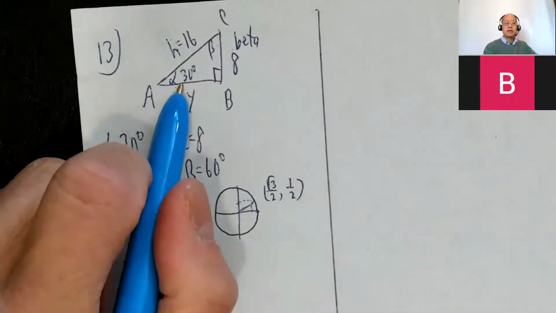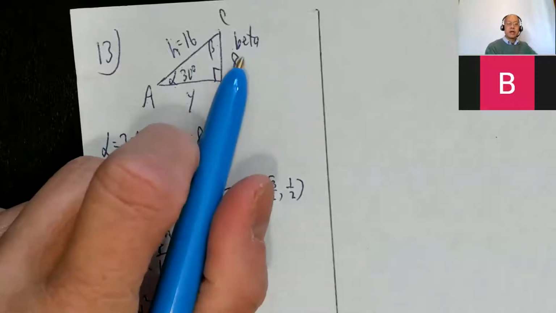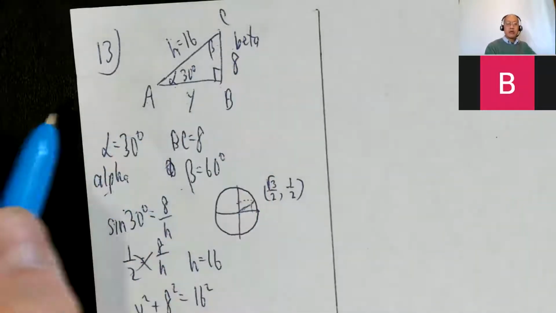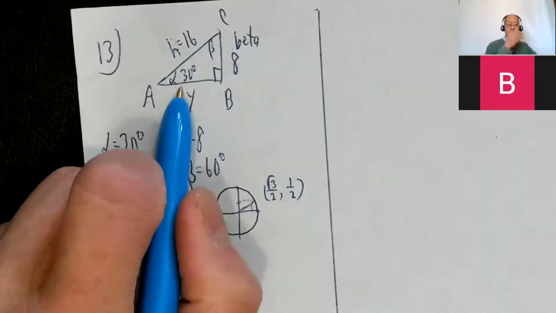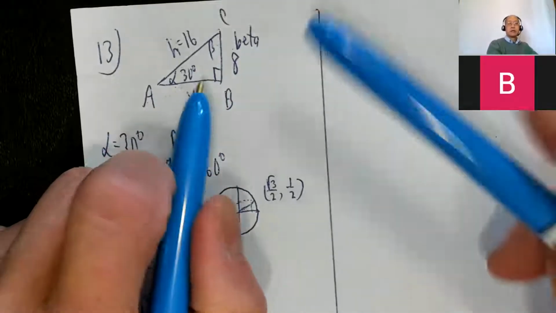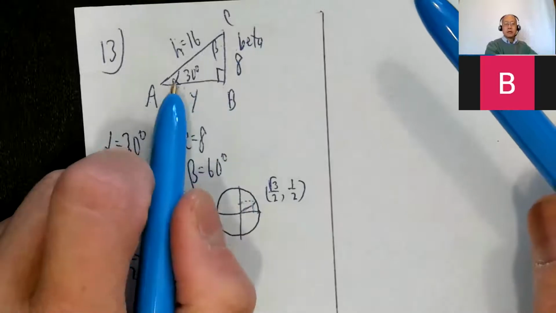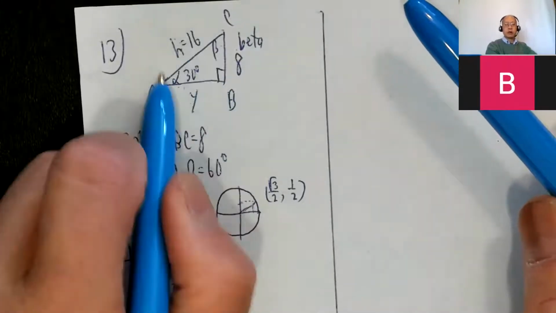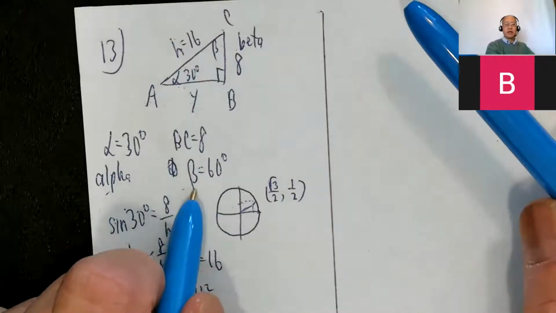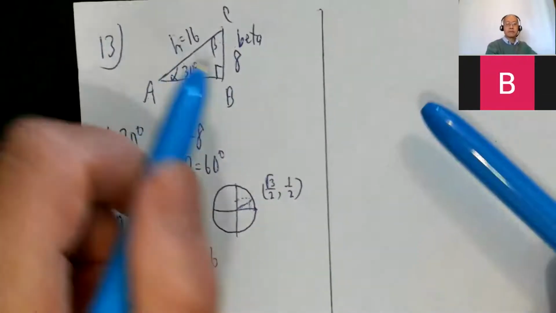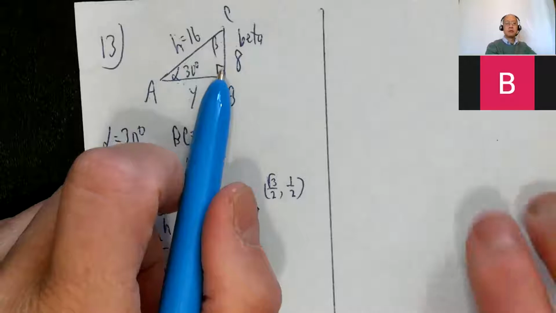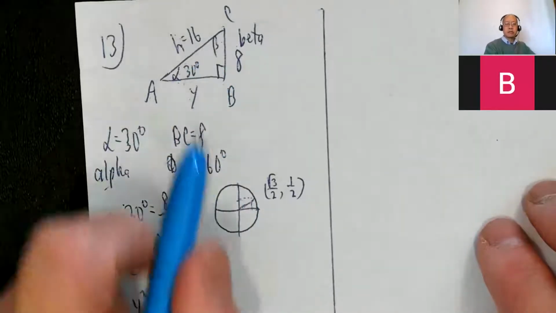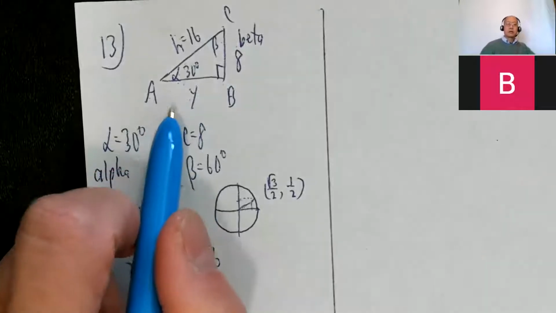So alpha is 30 degrees. Beta is up here, and BC is 8. Well, you know that the three angles always have to add up to 180, right? So this is already 90, plus 30 is 120, right? So if these two combine to give me 120, all of them have to add up to 180. That makes beta equal to 60. So the angles are done. I'm finished with the angles. So 30 degrees, 60 degrees, 90 degrees. Now for the sides.